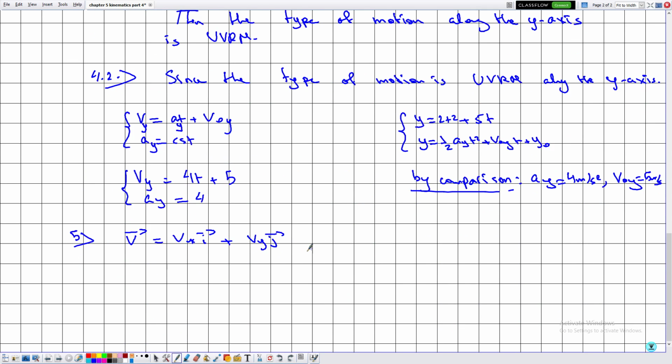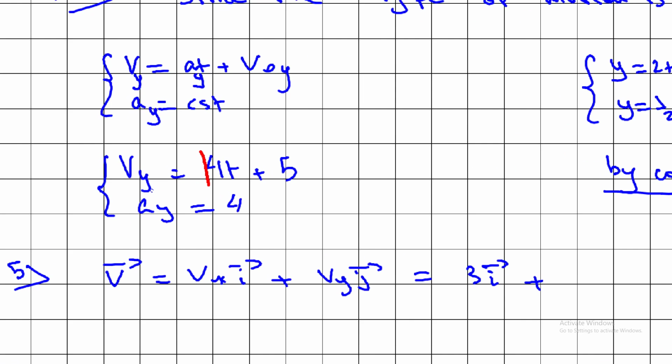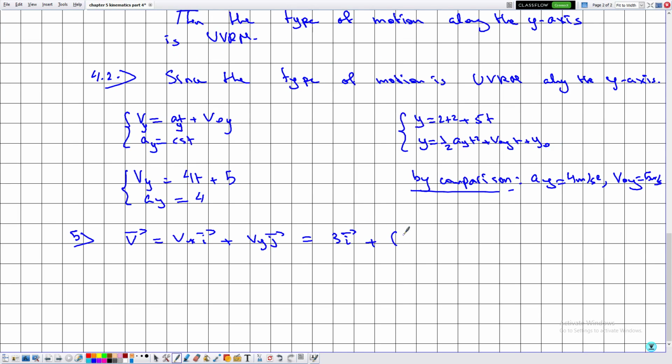Then this is equal to 3 multiplied by the unit vector i plus, now as for vy, we refer to the motion along the y-axis, which is given by 4t plus 5 multiplied by the unit vector j. So the velocity vector as a function of time, so here we can say v of t is equal to 3i plus (4t plus 5) j.